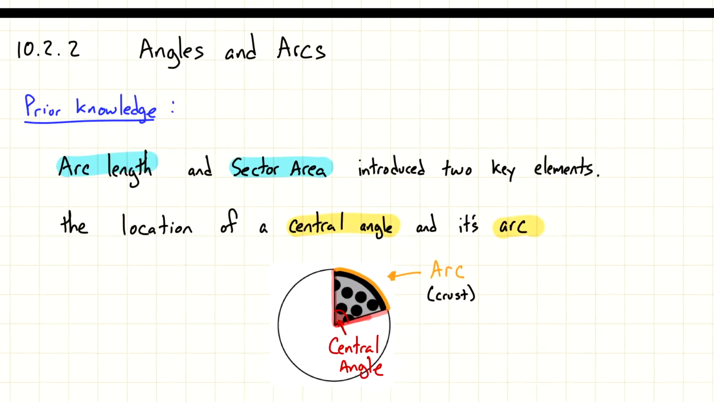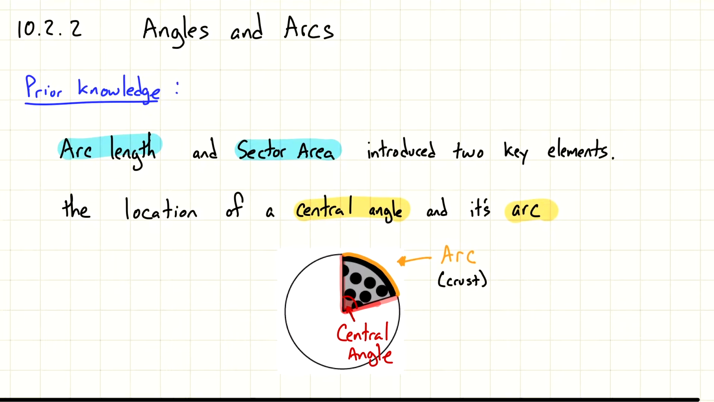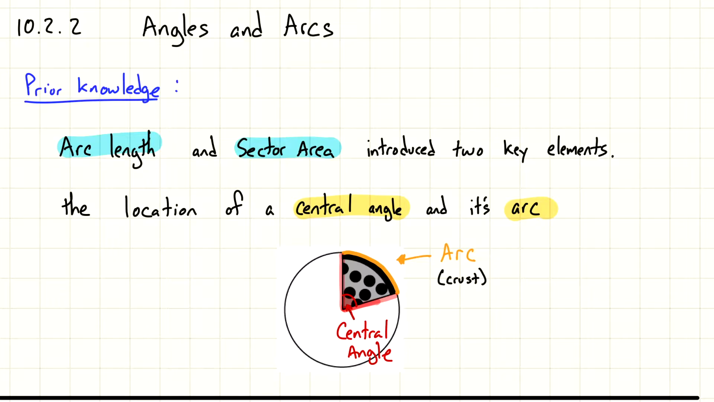In the previous lessons, we went over arc length and sector area, which introduced a couple of key elements. One is the location of the central angle. The central angle that we see here in the picture is called a central angle because the vertex touches the center, which is going to come up a little bit later. Also the arc. We talked about the arc being like the crust of the pizza.